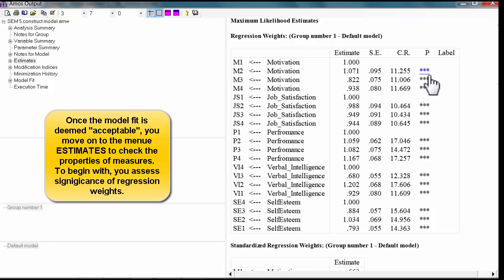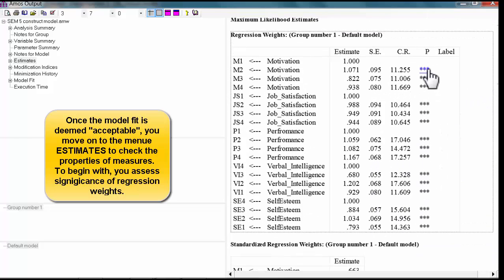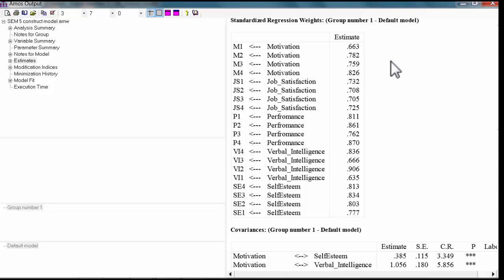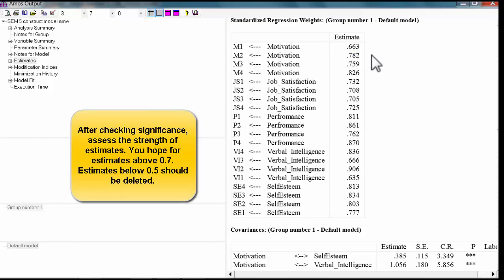So to start with, all the observed variables are significantly related to the latent construct. First test passed. And now let's have a look at the strength of those relationships.